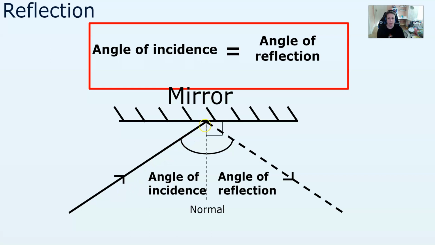At the mirror's surface, there'll be a normal line. The normal line is at an angle of 90 degrees to the surface, or perpendicular to the surface. You can see that here. And then the ray will reflect. And interestingly about reflection, the angle of incidence equals the angle of reflection. So you need to be able to draw this.